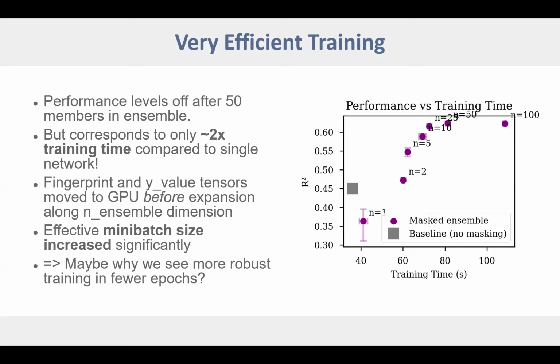I also think another thing that happens is that we start to increase our effective mini batch size. We have a mini batch size of 64 or 128. Then we transfer to the GPU and expand along the ensemble dimension. So suddenly our mini batch size is much larger, which could maybe be a reason why we see more robust training in fewer epochs.